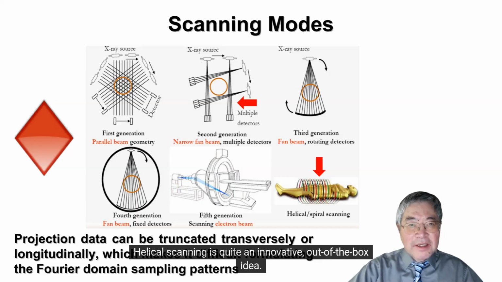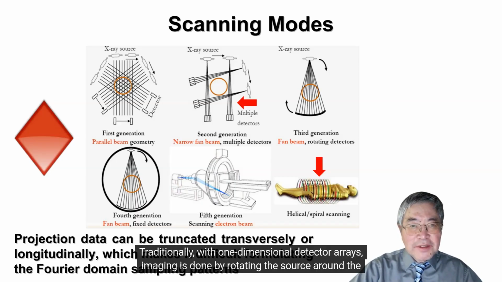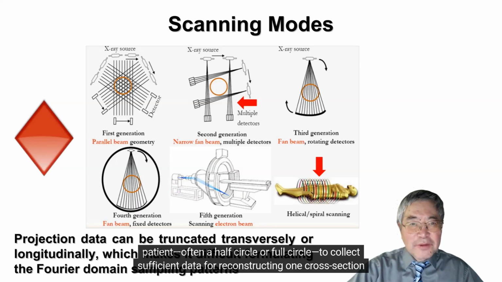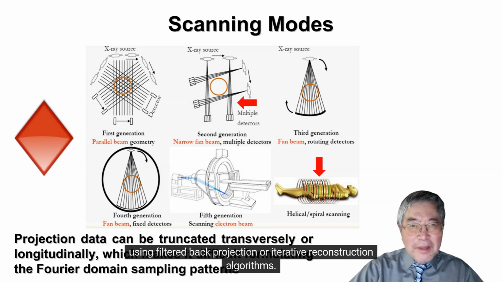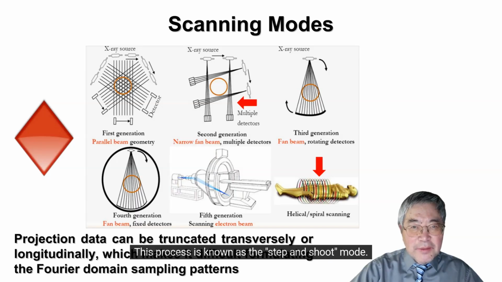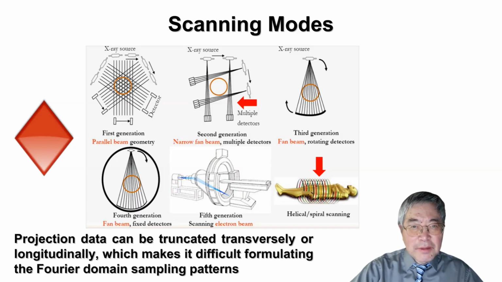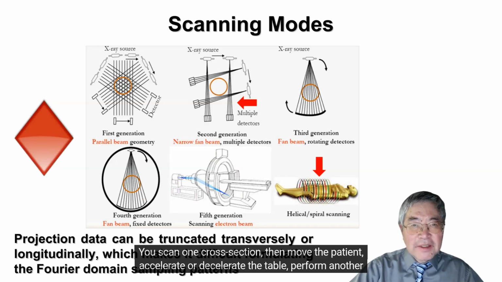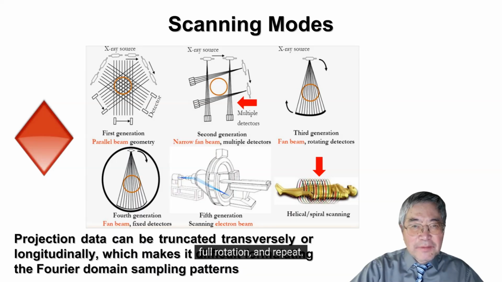Helical scanning is quite an innovative, out-of-the-box idea. Traditionally, with one-dimensional detector arrays, imaging is done by rotating the source around the patient, often a half circle or full circle, to collect sufficient data for reconstructing one cross-section using filtered back projection or iterative reconstruction algorithms. After reconstructing one slice, the patient table is translated slightly to image the next cross-section. This process is known as the step and shoot mode. You scan one cross-section, then move the patient, accelerate or decelerate the table, perform another full rotation, and repeat.